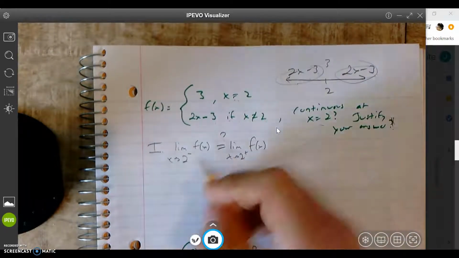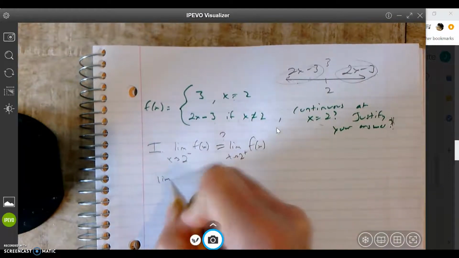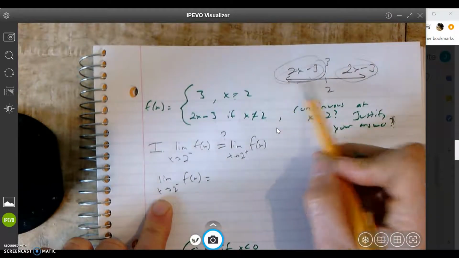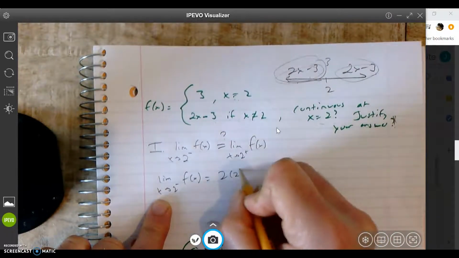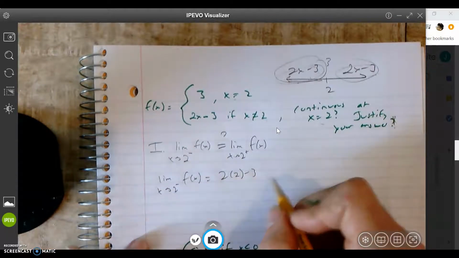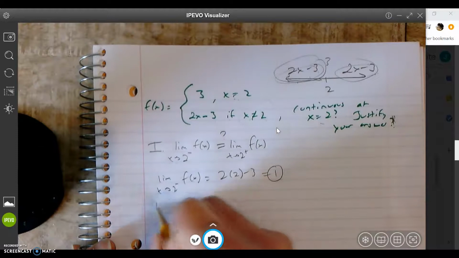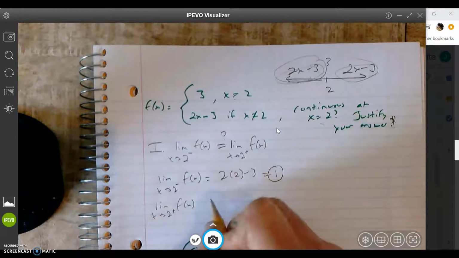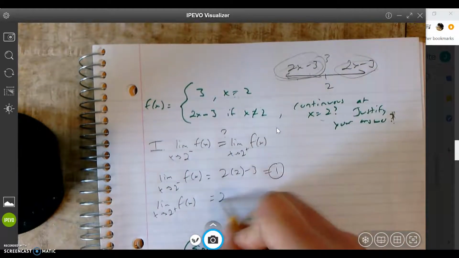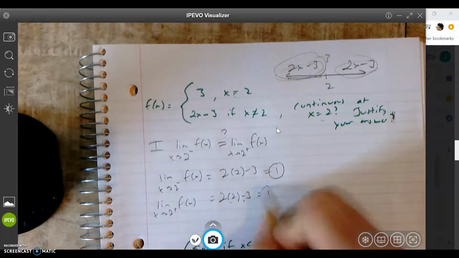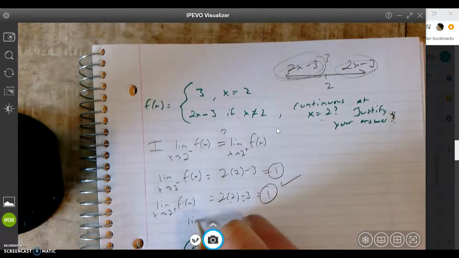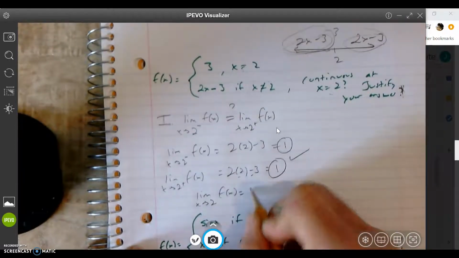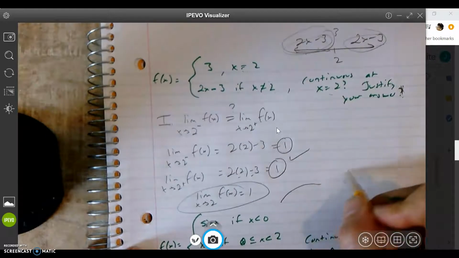Okay? So the limit as x approaches 2 from the left of f of x, that's going to be on this side right here. So it's going to be 2 times 2 minus 3. 4 minus 3, which is 1. Got it. And then the limit as x approaches 2 from the right of f of x is going to be, same thing. 2 times 2 minus 3. 4 minus 3 is 1. Ding, ding, ding, ding. So we've proven that the limit as x approaches 2 from both directions of f of x equals 1. So we've proven that we're going from the left and the right.